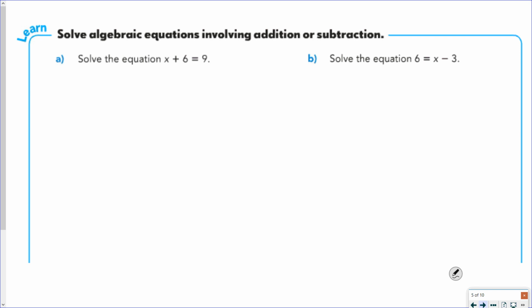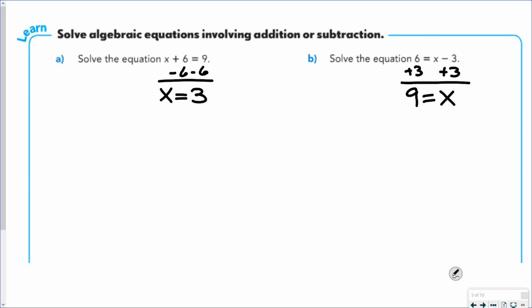So here we have some more equations where we're using addition or subtraction. So if we have x plus 6 equals 9, we're going to subtract 6 from both sides. So x equals 3. Now for part B, solve the equation 6 equals x minus 3. We've just flipped those around to opposite sides. Nothing changes. Since we're subtracting 3 from x, we'd want to add 3 to both sides. And so 9 equals x.